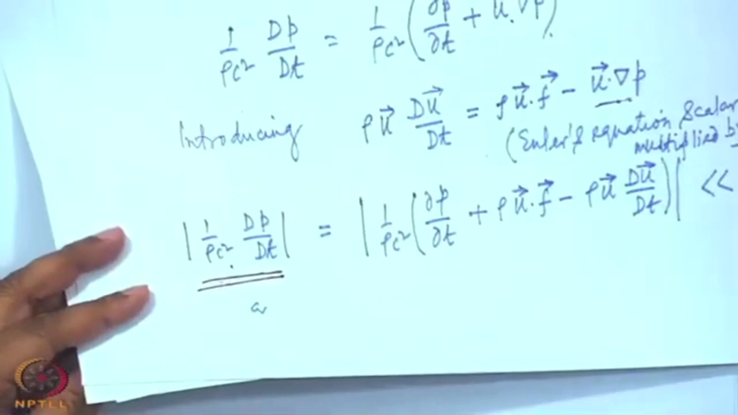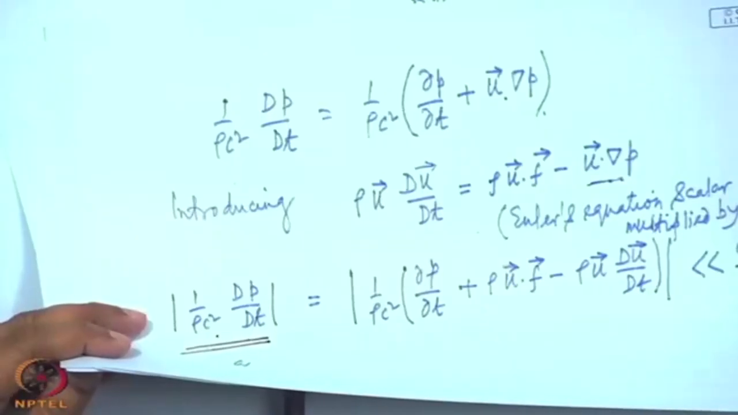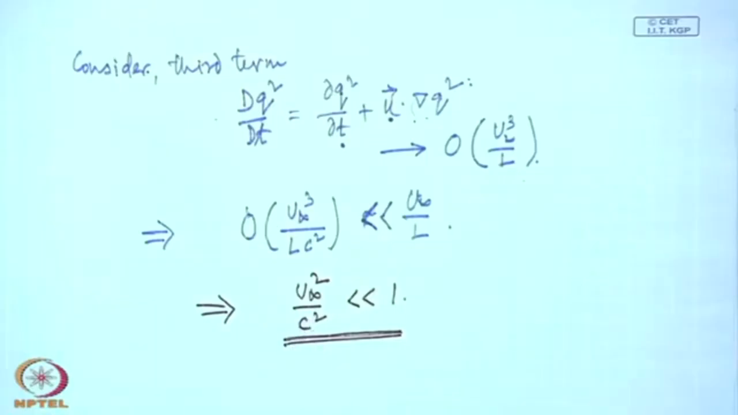So, what it means then, that when body forces are insignificant, the flow problem is steady, the entropy changes are also negligible, then all pressure changes are basically related to this term. And if this term is very small, this u infinity square by c square, if this parameter is very small, then the pressure changes are also very small. What is this u infinity square by c square? This is a parameter commonly known as Mach number.